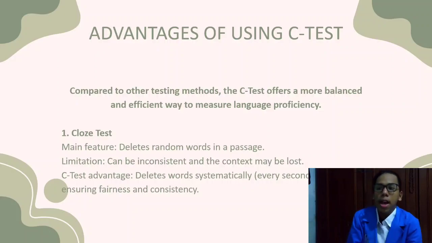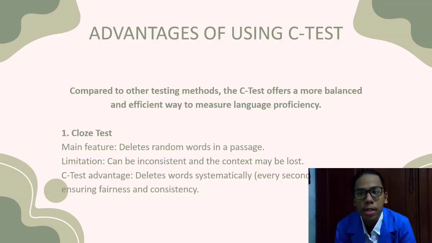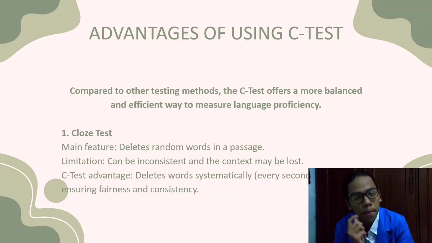And these are the advantages of using the C-test. Compared to other testing methods, the C-test offers a more balanced and efficient way to measure language proficiency because it involves writing, grammar, and vocabulary. The cloze test's main feature is that it deletes random words in a passage. The limitation is that it can be inconsistent and the context may be lost. And the advantage of the C-test is that it deletes words systematically, every second word, ensuring fairness and consistency.